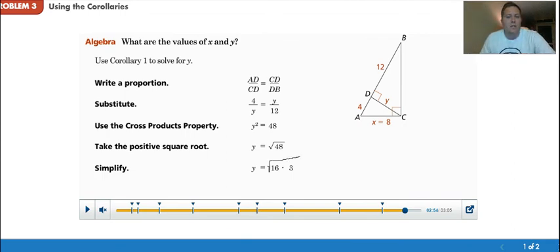Then what I can do now is that 16 times 3 is 48, so it's the same thing, I'm just splitting it up. But the reason I am doing that is because I can now separate these two into square roots. These are just multiplying together. 16 times 3 is the square root of 48. But we know that the square root of 16 is a perfect square root. So when I simplify, that's going to give me 4 square root 3. So my final answer would be x equals 8 and y equals 4 square root 3.